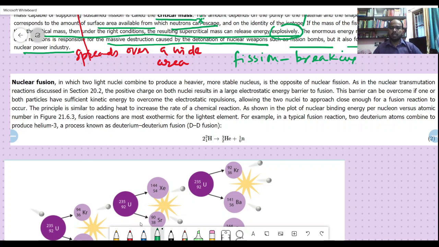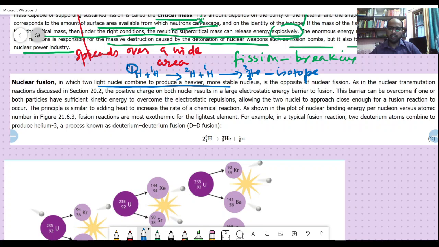Okay, in nuclear fusion, two light nuclei combine to produce a heavier nucleus. What is a light nucleus? By light nuclei, I mean a proton or hydrogen. I am taking two protons and trying to get a heavier atom. So here it will be deuterium. Again, I put in one more light nucleus and I can get He-3, an isotope of helium. So you can see that this 1 increases to 2 and then to 3.